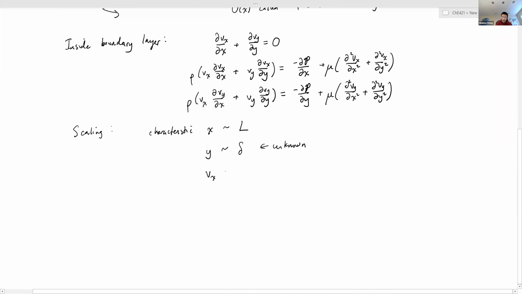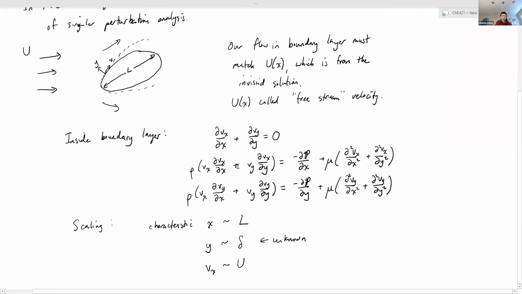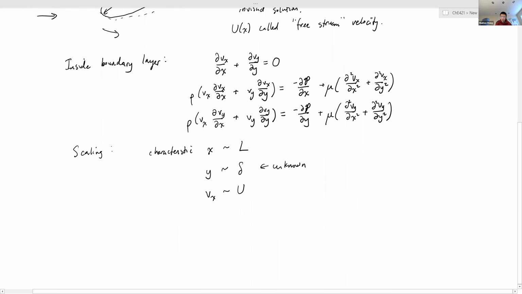We are going to have a Vx. That should scale as U. It should be somewhat apparent: far enough away from the boundary layer, the velocity in the x direction should match that of the free stream, and the free stream should scale as U. Vy is going to scale as some unknown velocity v. Again, this is unknown. We will solve for it as we've done in other scenarios.